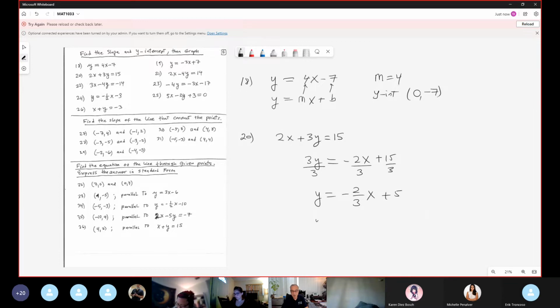And now we compare to y equals mx plus b in general, no? It's obvious that the slope is -2/3, and it's obvious that the y-intercept is the point (0, 5). This is clear?